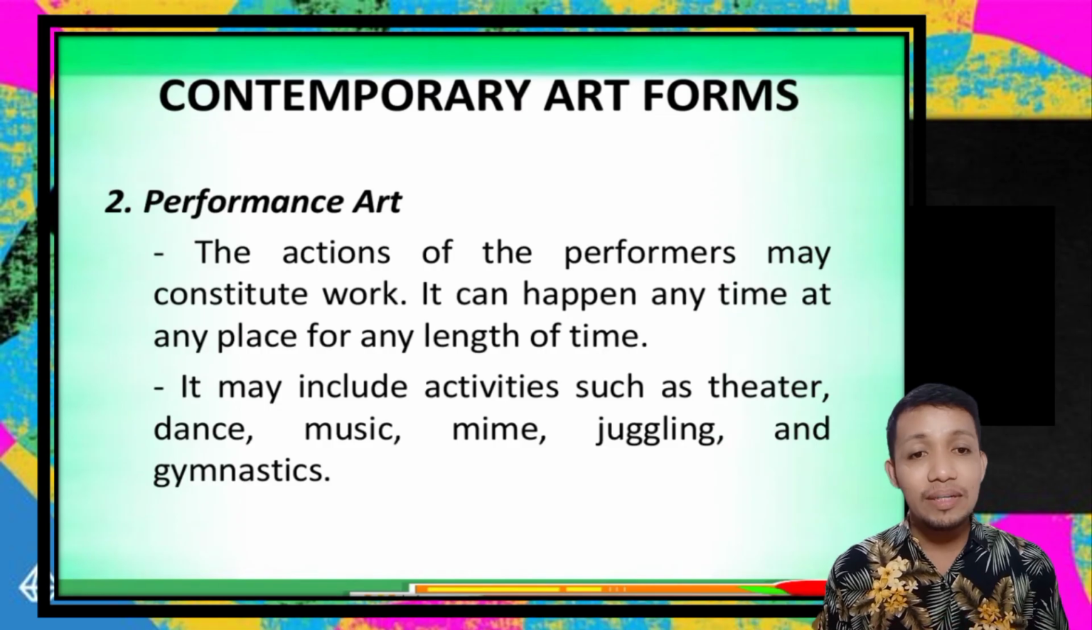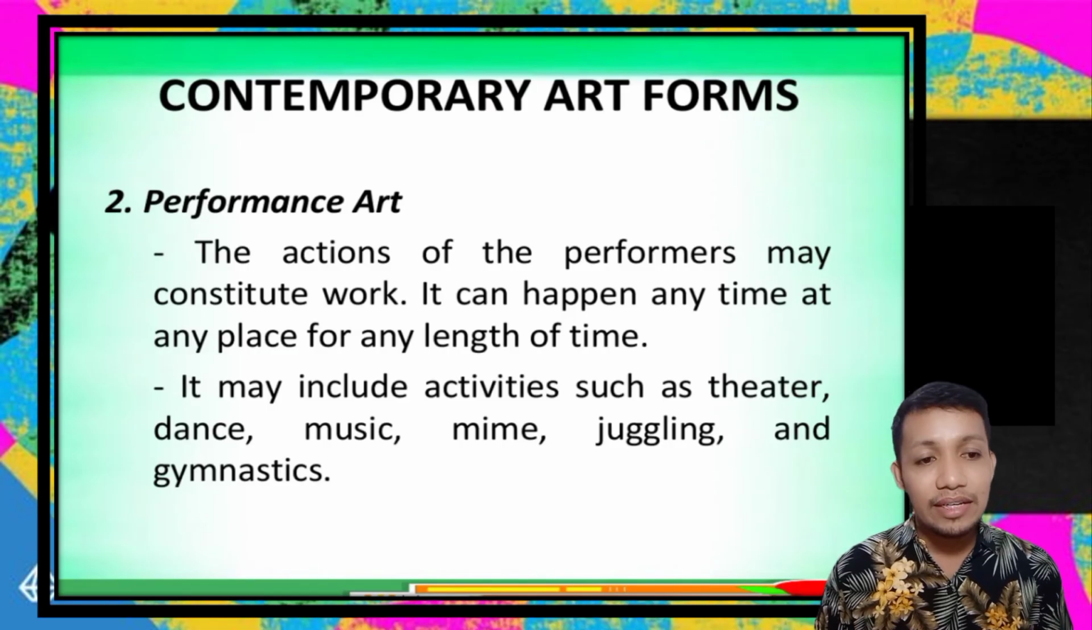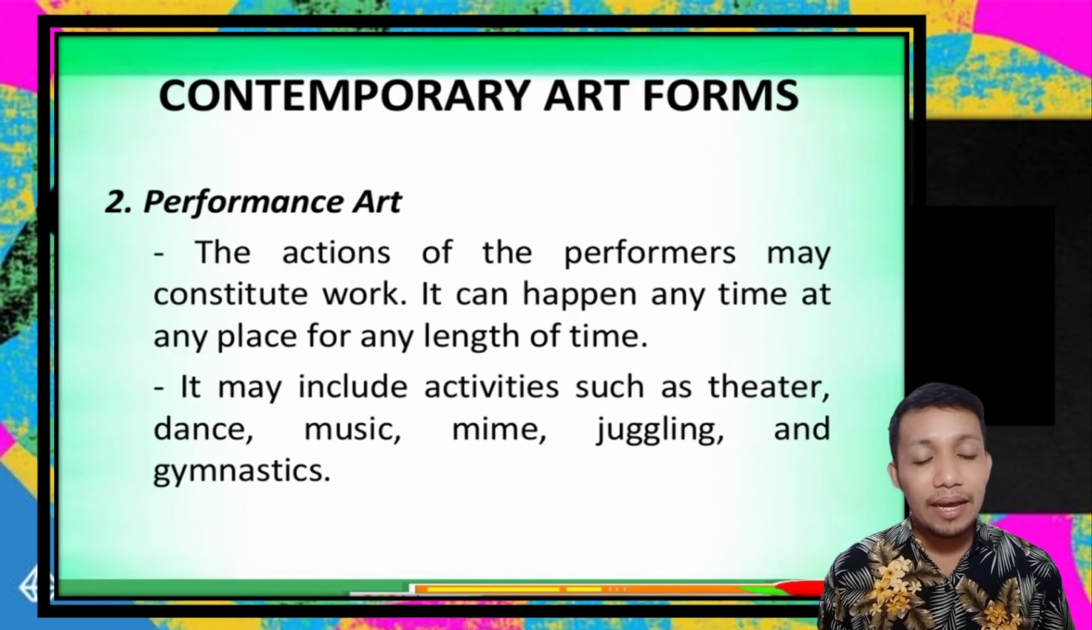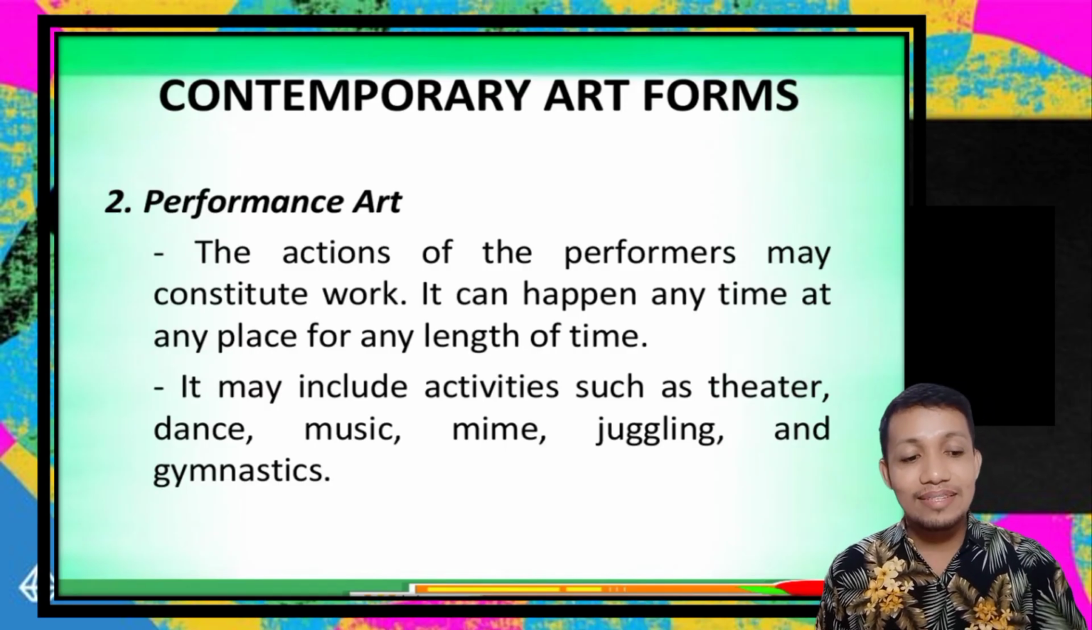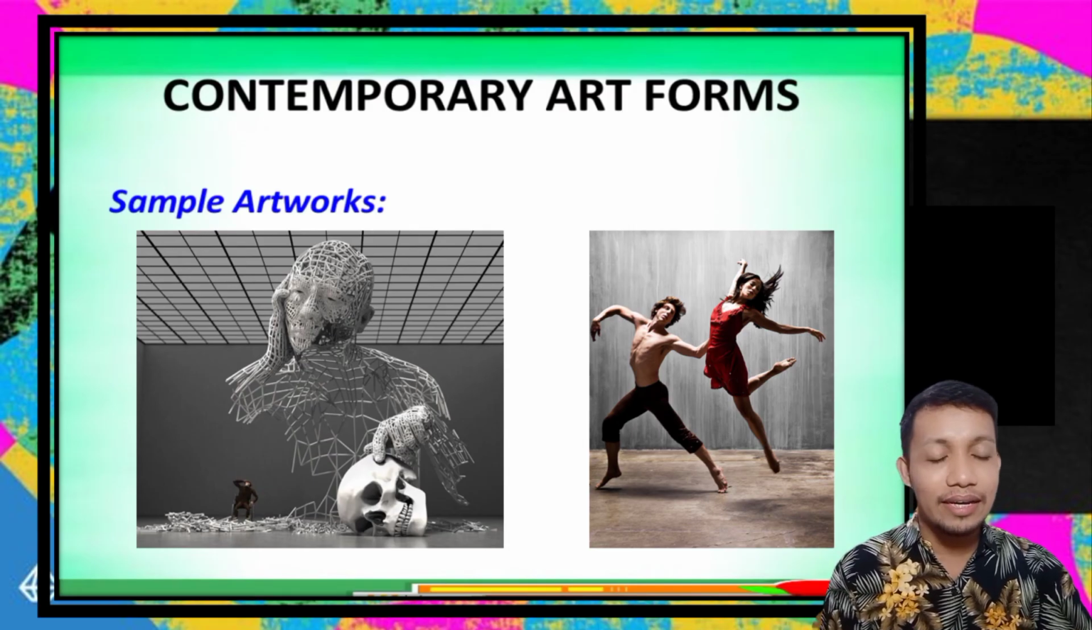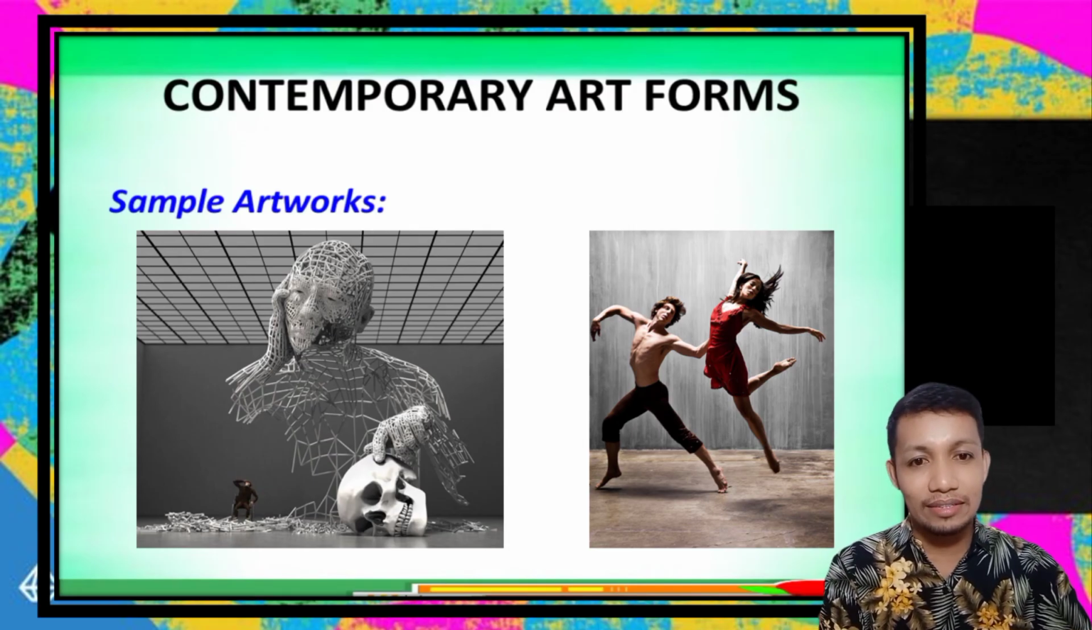While for performance art, the actions of the performers might constitute the work. It can include activities such as juggling and gymnastics. Here are the examples of contemporary art forms, showing on the left side the installation art and on the right side the performance art.